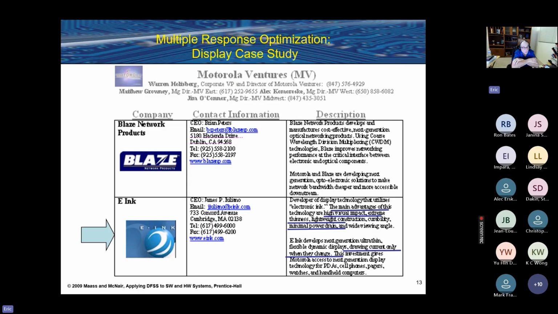And one of the little startup companies was called E-Ink, a developer, as you see on the right-hand side, of display technology using E-Ink, electronic ink, high visual impact, very, very thin, lightweight construction, minimal power drain, drawing current only when you change state from dark to light or light to dark for your pixels in the display. So Motorola Ventures asked me to work with E-Ink to help them develop a robust display.